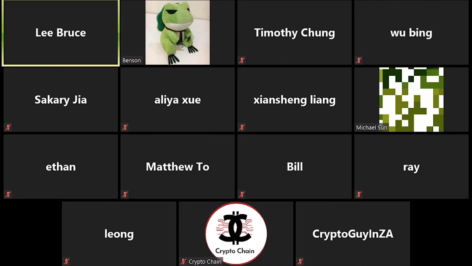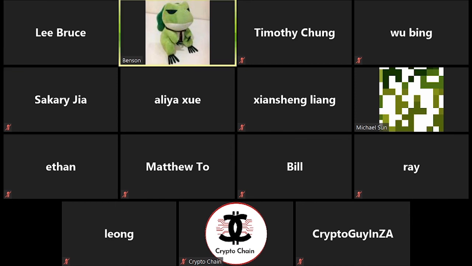Okay, so what kind of role does SPV play in cross-chain technology? Basically, SPV is used to ensure the security of cross-chain technology. With SPV, we can easily verify the transactions, make sure they are confirmed and valid on the other chain before we use them in our chain.